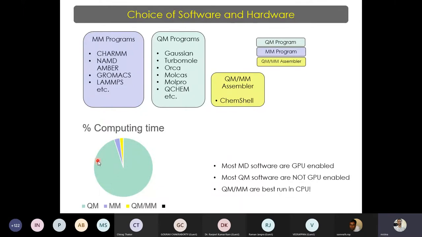Now, since this is the scenario, we have to be a little careful, because most MD software is GPU enabled. So if I am using, for example, AMBER or GROMACS for MD, I'm going to use GPU because I can run a very long trajectory in a very short period of time. Unfortunately, most of the QM software, at least as of now, is not GPU enabled. Even though some have GPU-enabled programs, they still do not support all forms of calculations, and they are not very easy to use. So for the time being, QM software is not really GPU friendly, but it scales up beautifully to, let's say, 20 or 40 processors if you are using only CPU. Since most of your time goes in the QM calculation anyway, if you are running QM/MM calculations, it is best that you run them on the CPU.